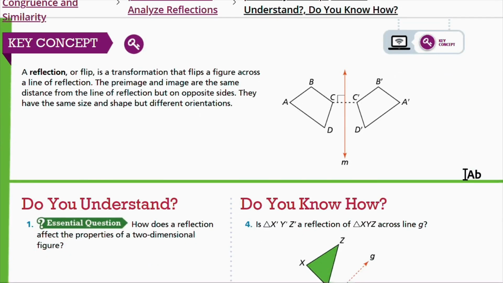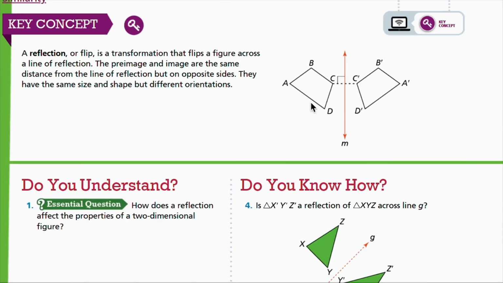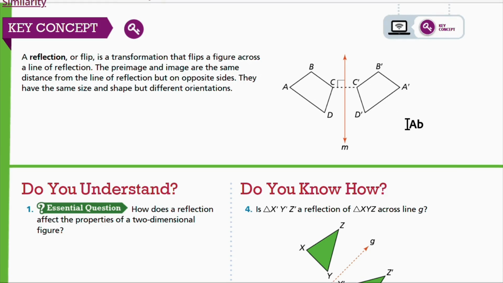So the key concept summarizes our lesson. A reflection, or flip, is a transformation that flips a figure across the line of reflection. The pre-image and image are the same distance from the line of reflection, but on opposite sides. They have the same size and shape, but different orientations. So that was our lesson 11-2. We will continue our next lesson in the next video.